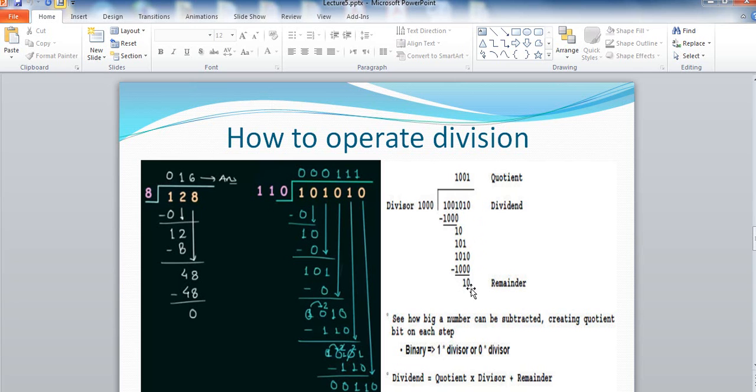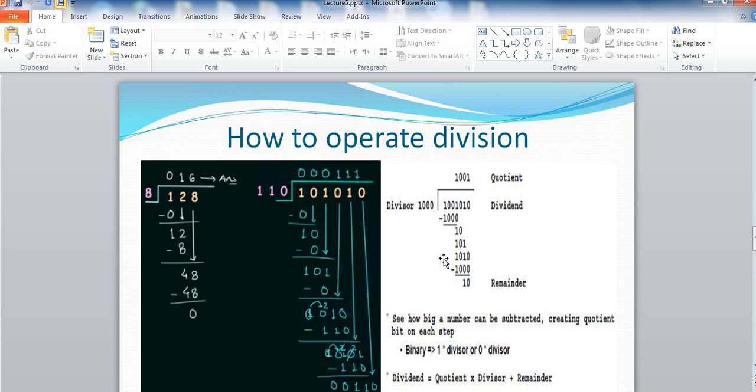There is 1 0 left, which is 2. So is there any more than this in the dividend? No, there is no more than this in the dividend. So what are we going to say? We are going to say the quotient is 1001, and there is a remainder of 10, which is 2. The remainder is 2.